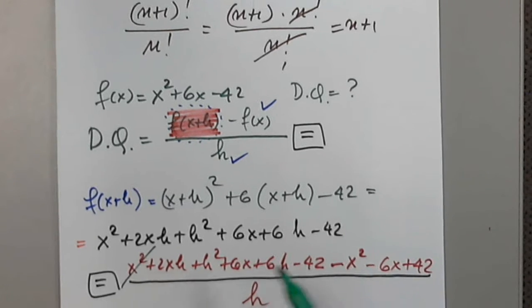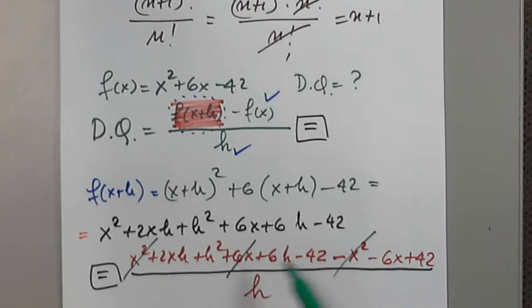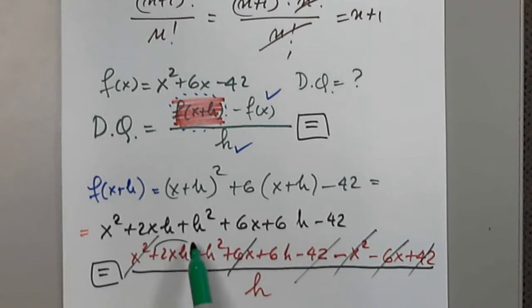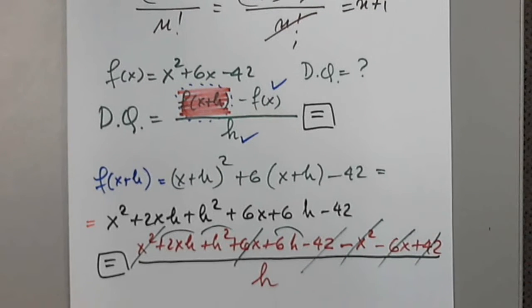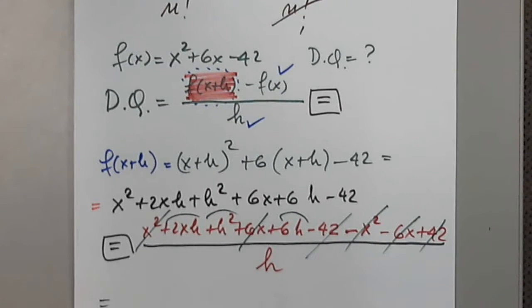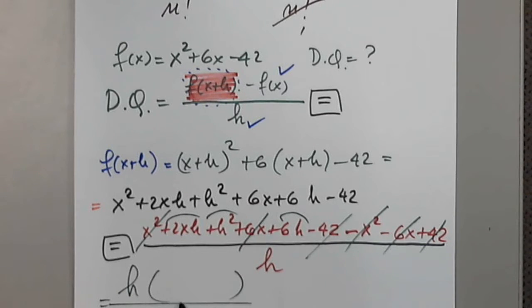Good. So I see the x squared with negative x squared. I see the 6x with negative 6x and the negative 42 with positive 42. And as expected, all three remaining terms have what in common? H. That's why this will disappear.